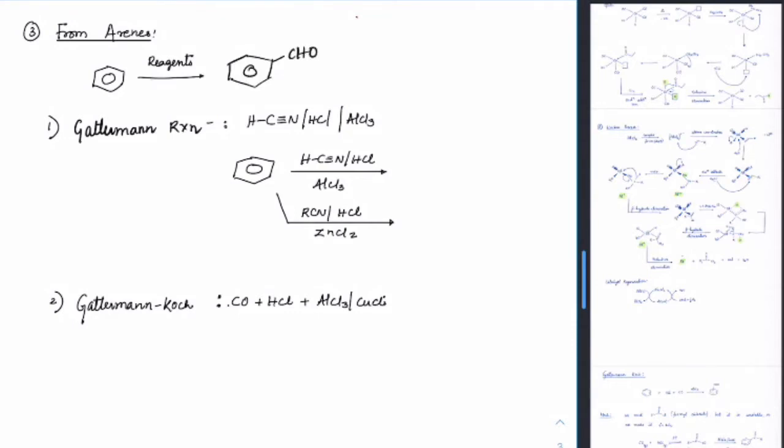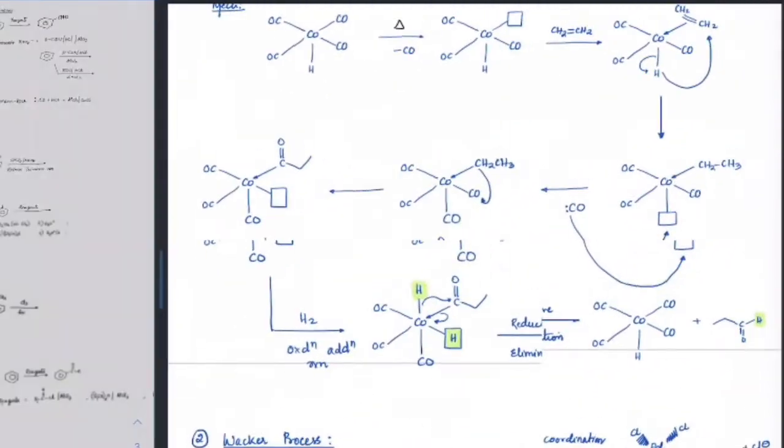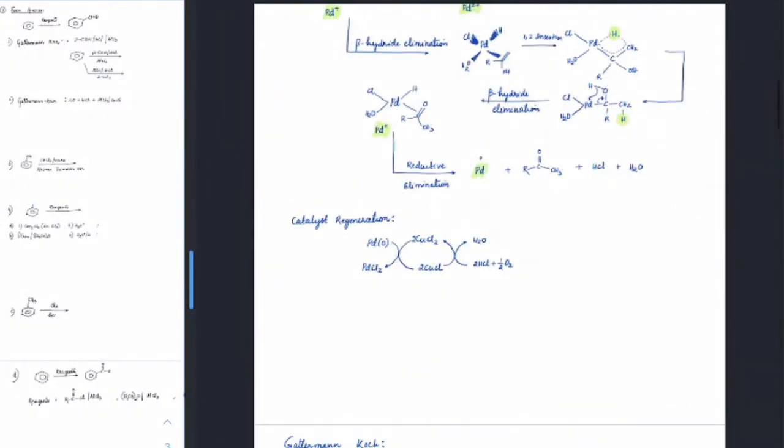Yesterday while writing, there was a mix up here. The names got swapped, so just correct that. This is Gattermann-Koch, CO plus HCl plus AlCl3 in the presence of CuCl. This is the Gattermann reaction. Now, if you go back to this mechanism here, check out how this mechanism works.